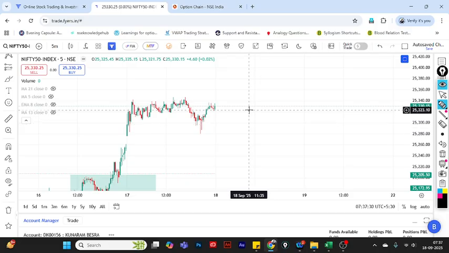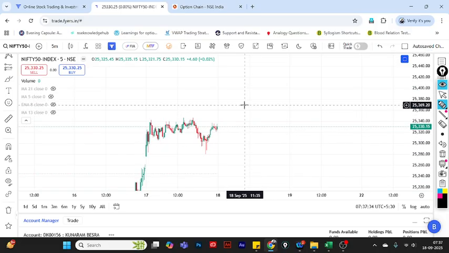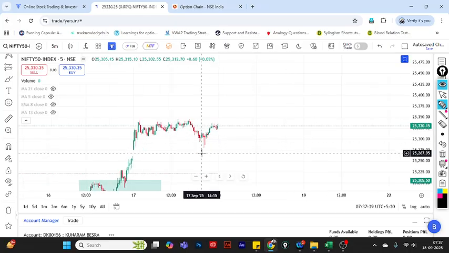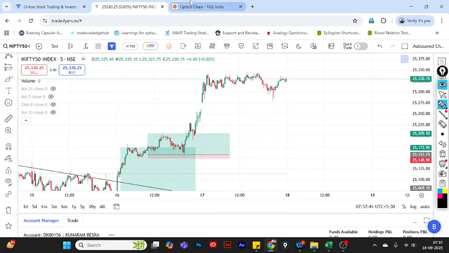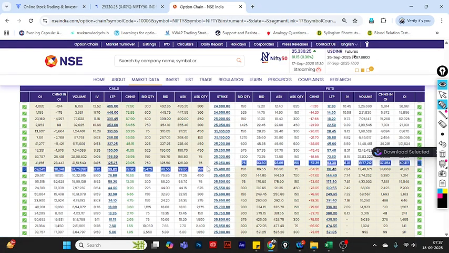Now it's 7:30 and we'll find out exactly where the exact entry point is for today's market. Okay, so let's quickly draw resistance and support according to the option chain. So here you can see 25,350 is the current strike price.